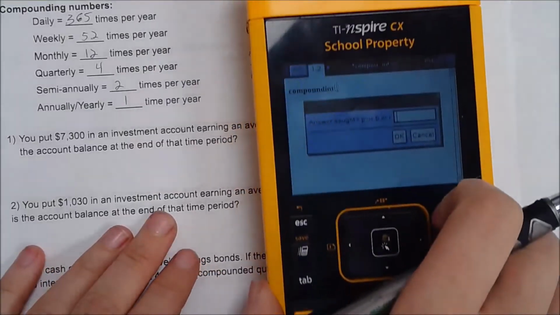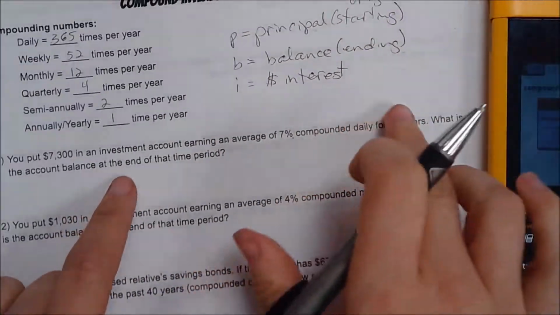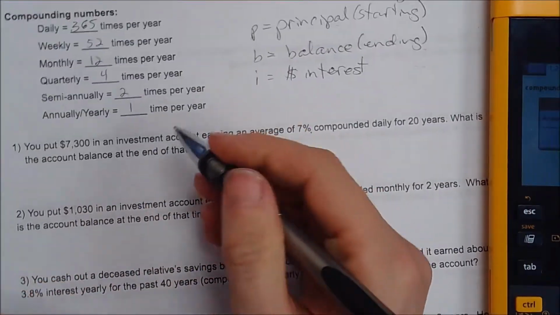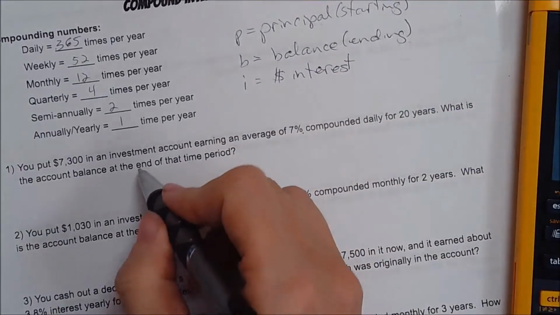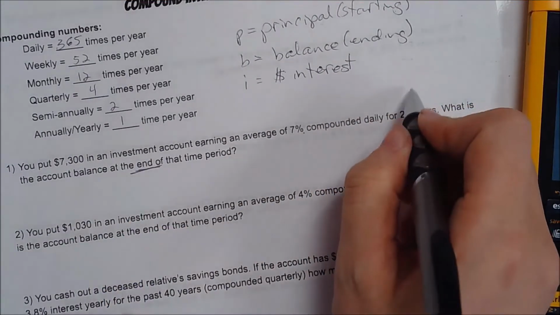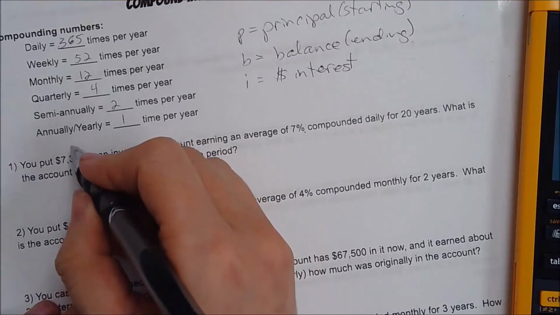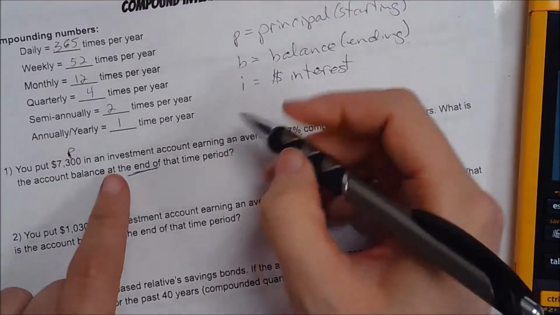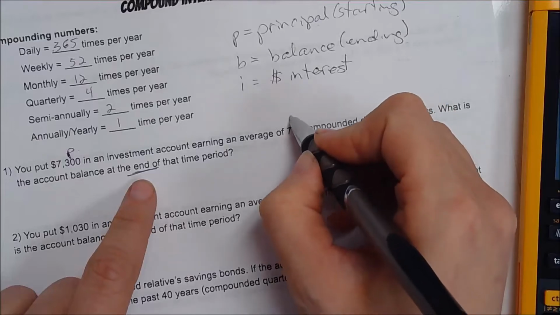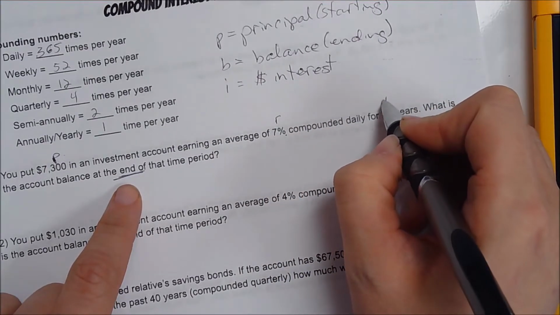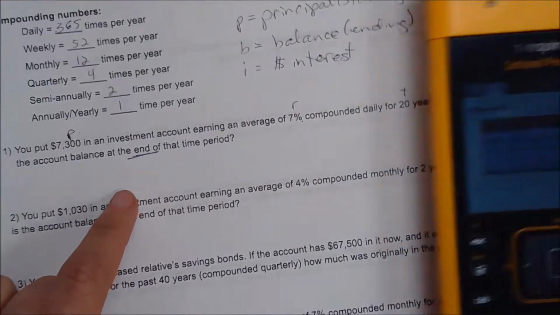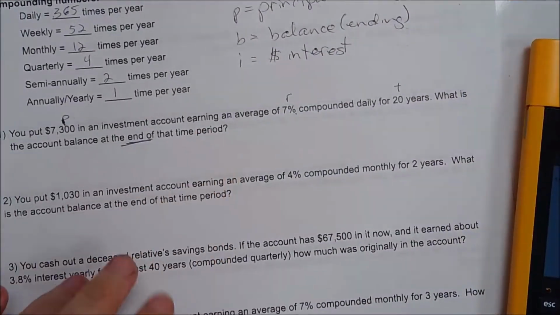Okay, so number one, what is the account balance at the end of that time period? So we are looking for the amount after 20 years has passed. We started with $7,300. This is our principal. This is our rate. This is our time. Okay, so we got our information that we need.